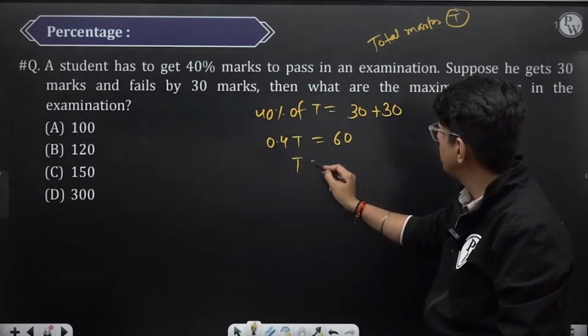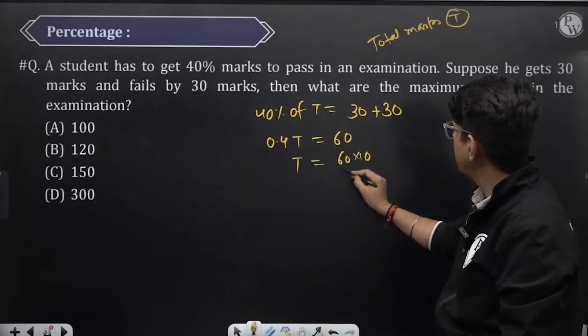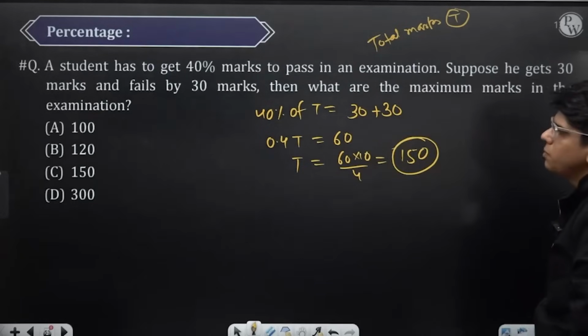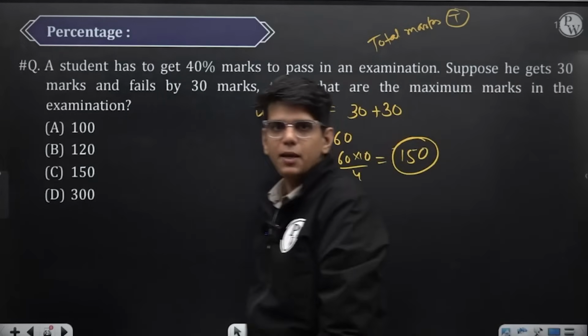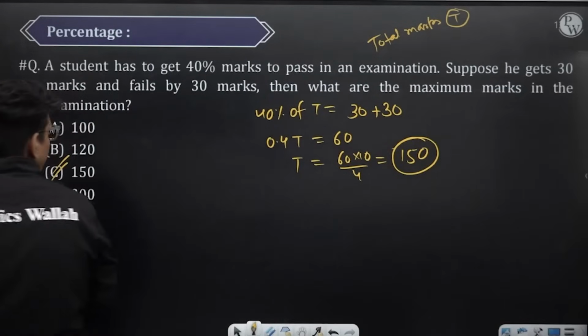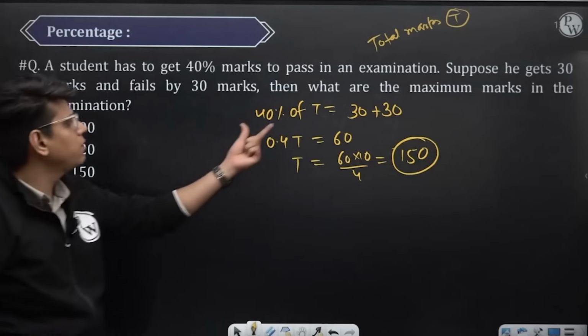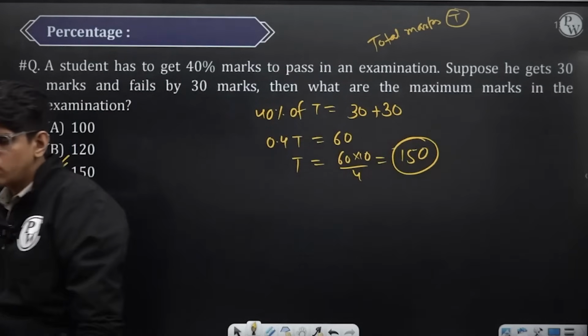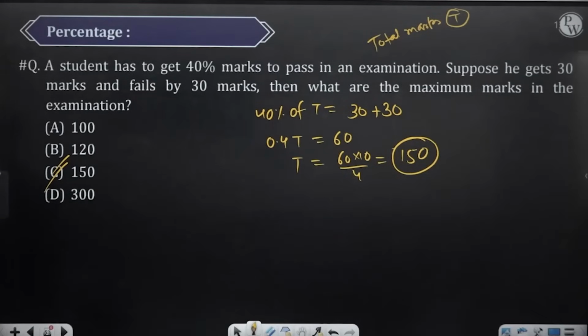So what is T? T equals 60 into 10 by 4. 600 by 4 is 150. So the total marks of the paper are 150. It is simple, there is no rocket science in this. Simply they have given you that 40% of the total marks is 60, so you have to calculate the total marks. You can easily calculate that.